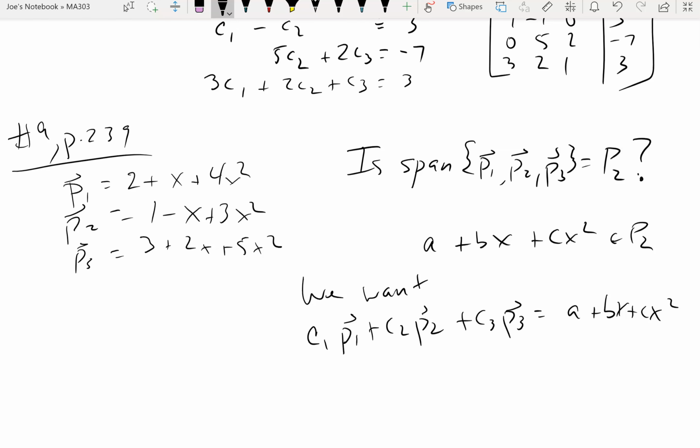That's what we need, right? That's what it means to be in the span. A linear combination of the p's gives me this polynomial. That's what it means to be in the span, right? Okay. Well, again, we set this up by equating, in the last problem, we equated components of the vectors.